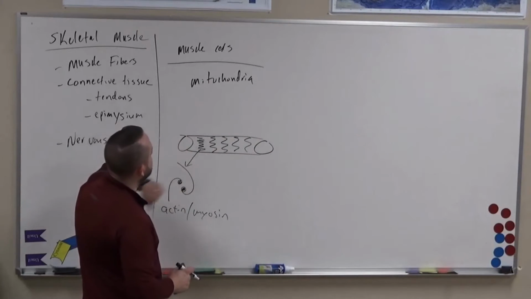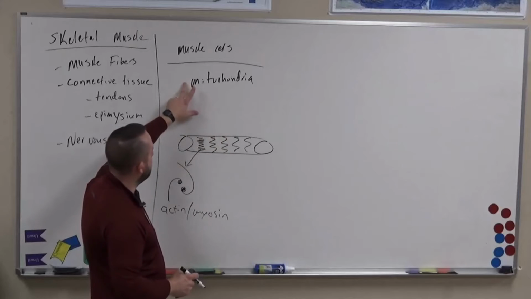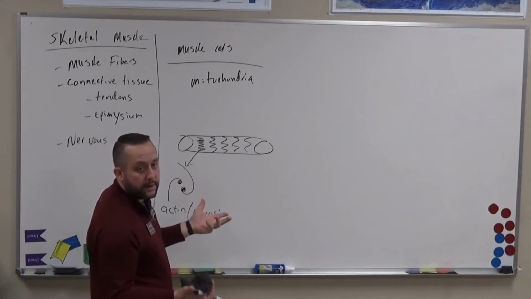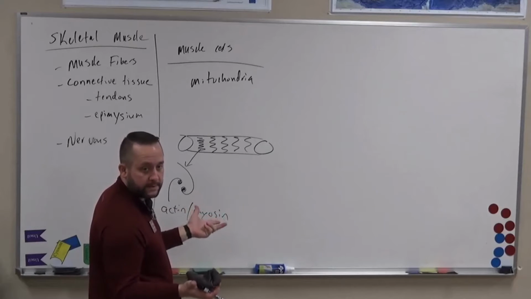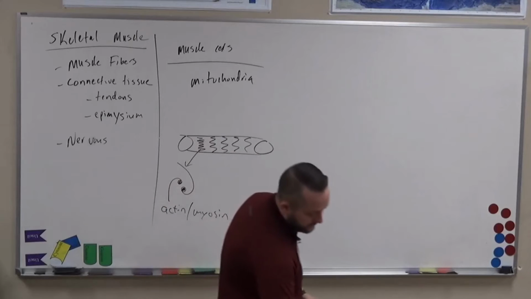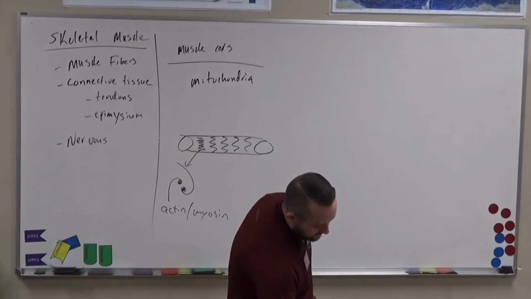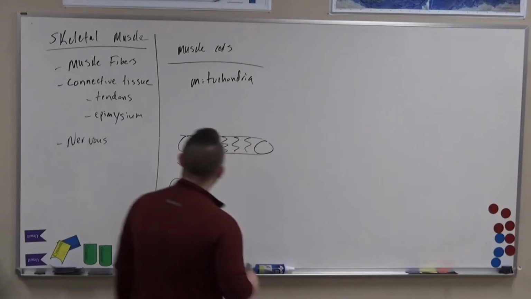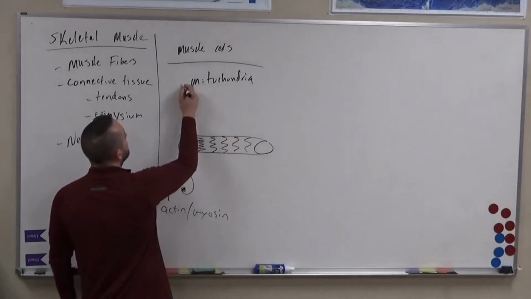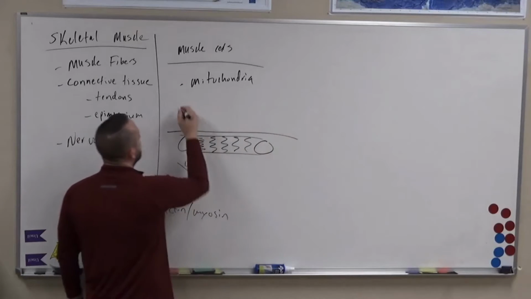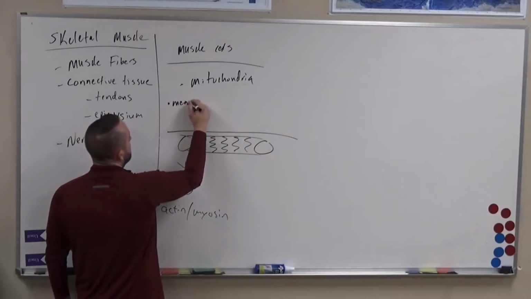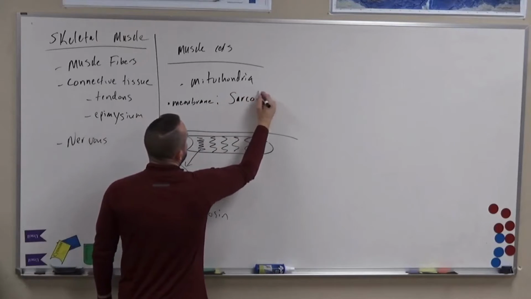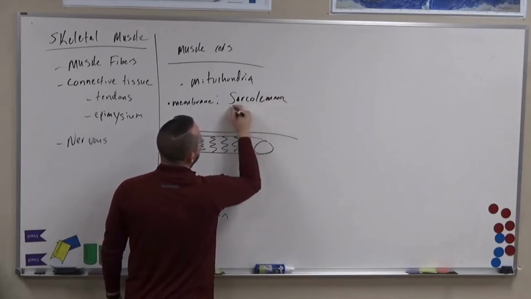Okay, so we got mitochondria. There's a lot of them in these cells because they do a lot of work. They need a lot of energy to run. Actin and myosin, these little fibers that contract, are working on a molecular basis to make our cells work. Just a little bit of review there. All right. And then the last thing I want to make sure you know is this membrane in a muscle cell is called a sarcolemma. I think it's two M's.